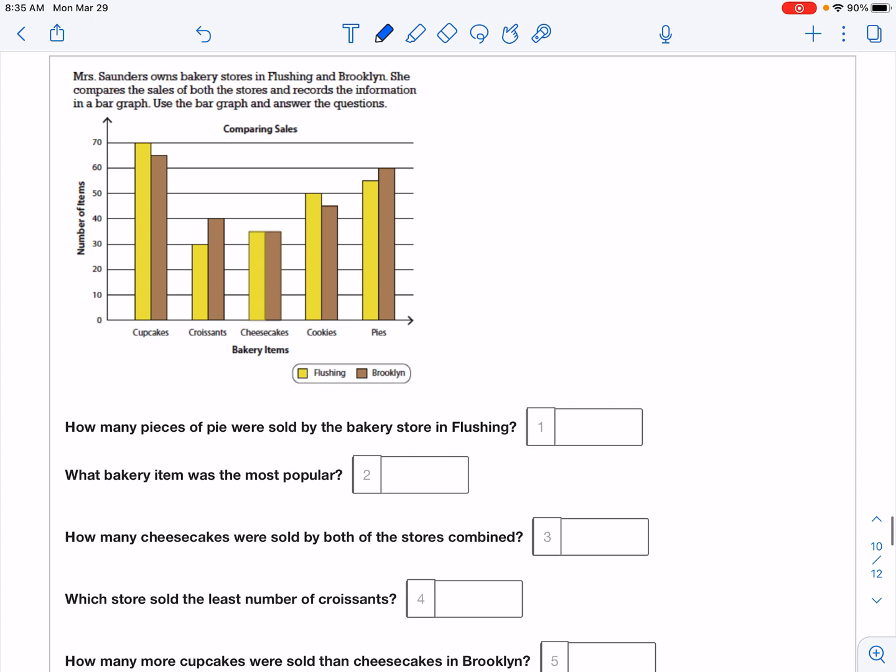All right, so we're answering questions about our bar graph. The first one says, how many pieces of pie were sold by the bakery in Flushing? Okay, so we want to look for pie. Flushing is yellow. It's between 50 and 60, so we can say 55.